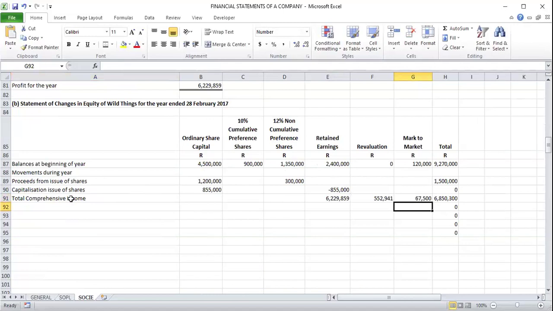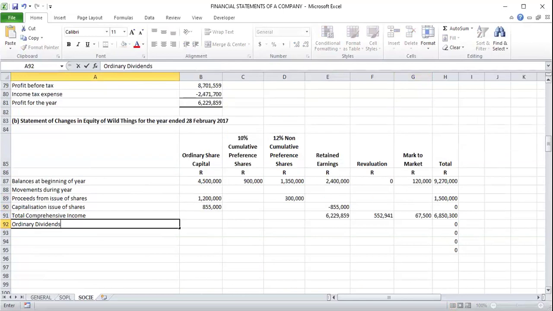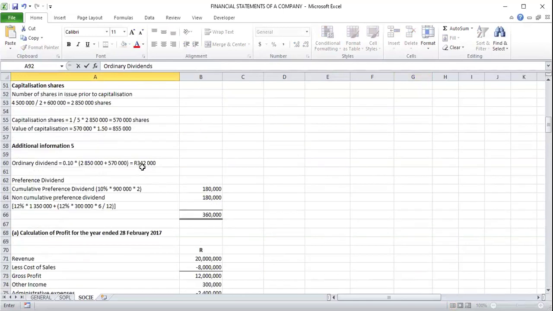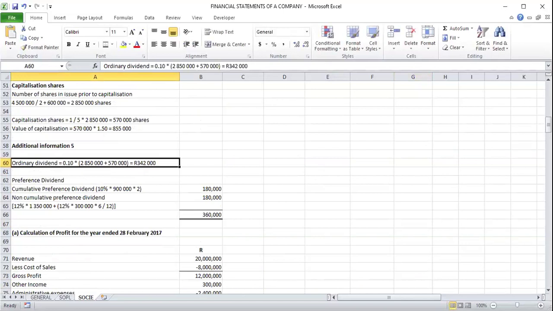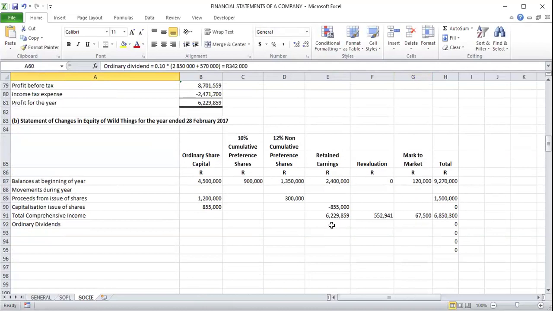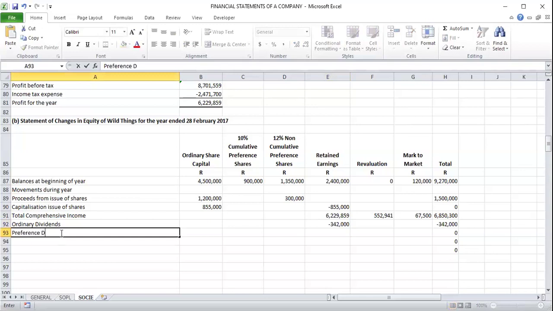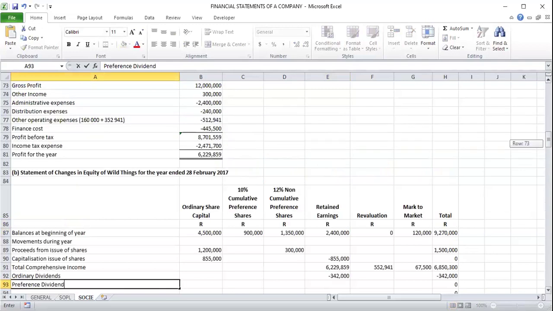Right. Then we have got ordinary dividends. The ordinary dividends we calculated, we found that they were 342. Yeah. They will be subtracted from retained earnings. So you try that. If you have done your calculations, everything else will just be easy. Then preference dividends. We found that it was 360.